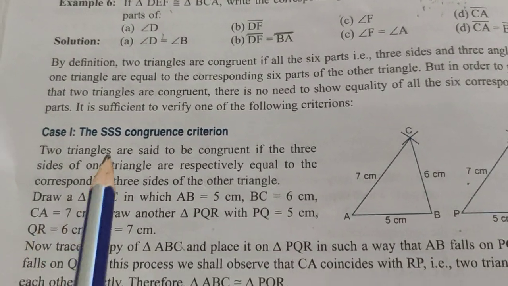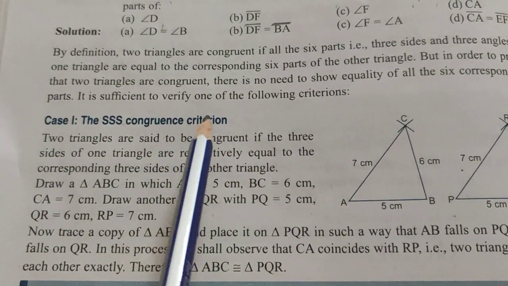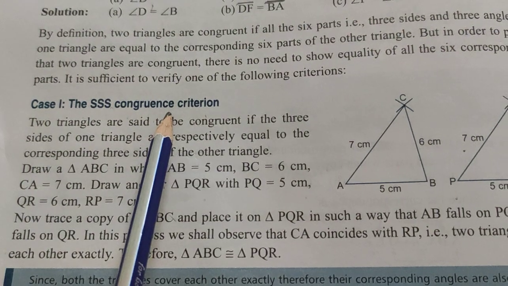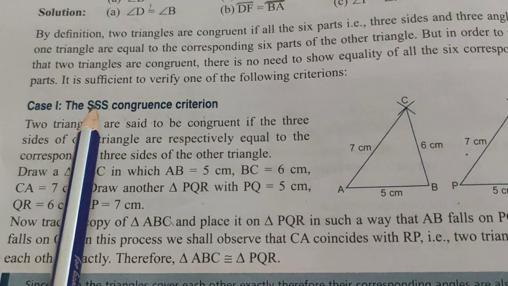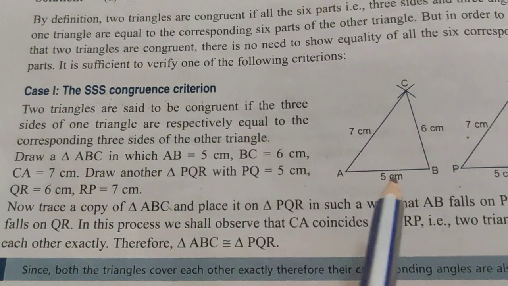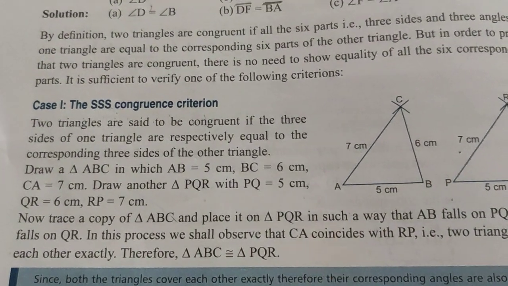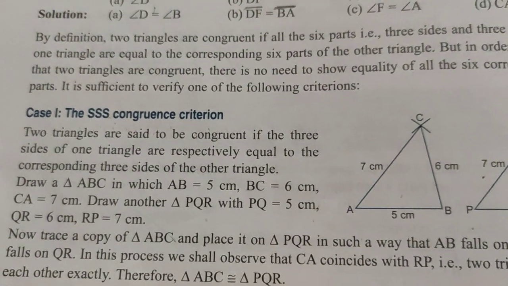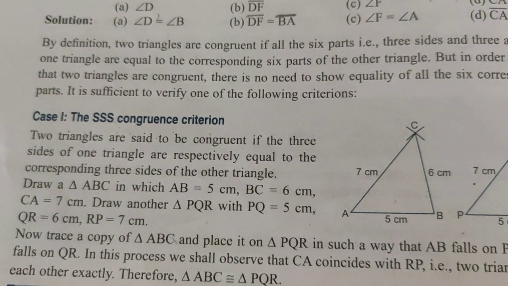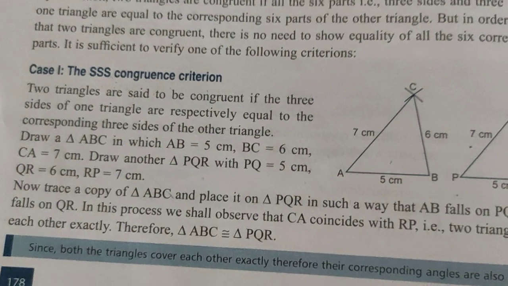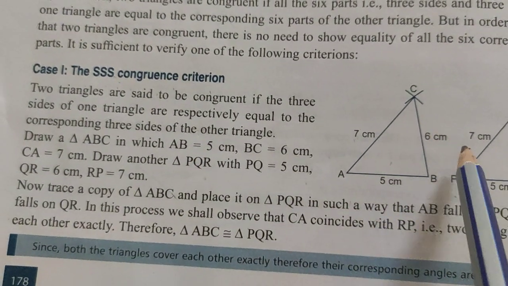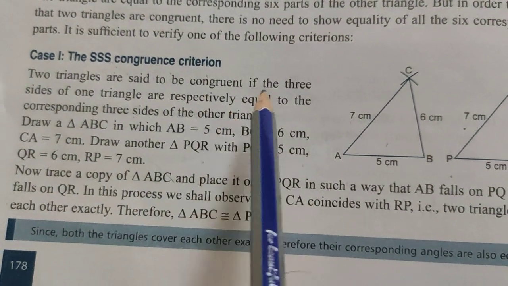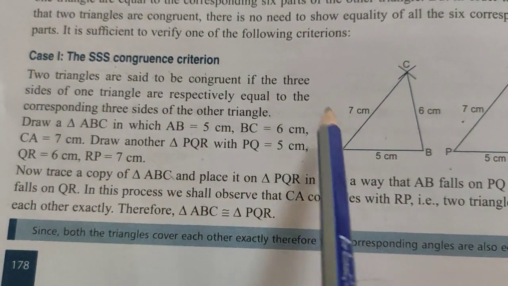Now let's come to the SSS congruence criterion. What is this SSS congruence criterion? S means side. We have three sides in a triangle, isn't it? Depending upon the three sides, how can we say whether the triangles are congruent or not? Two triangles are said to be congruent if the three sides of the triangle are respectively equal to the corresponding sides of the other triangle.